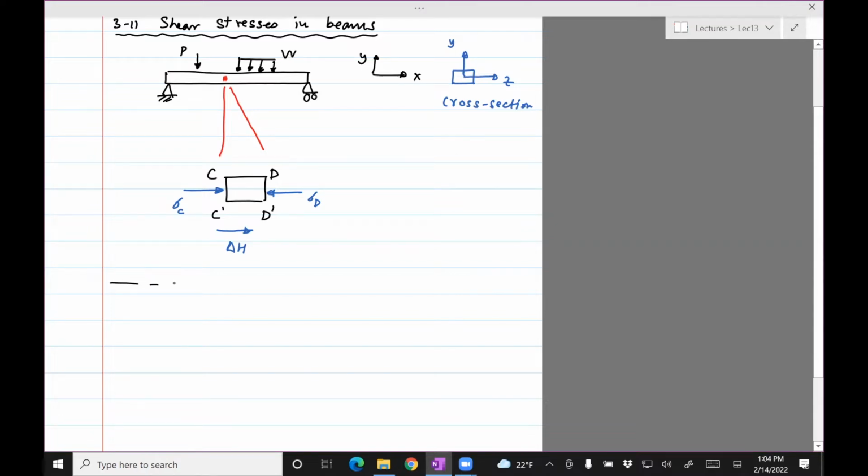So let's say that this is our neutral axis. And when I drew this element, it was at a distance of y from the neutral axis. This distance I'll just call y1, and reserve y to be the distance of any horizontal element from the neutral axis.